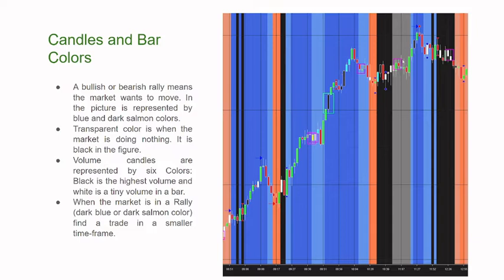You don't want to trade this. You don't want to trade inside a squeeze. This gray background means that the market is up, down, up, down, up, down. You want to trade when the market is trending.